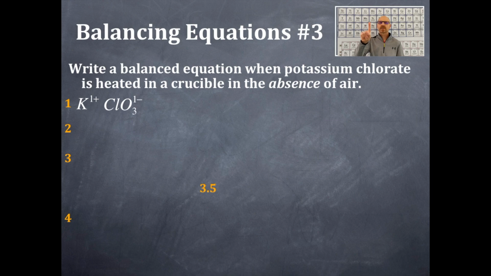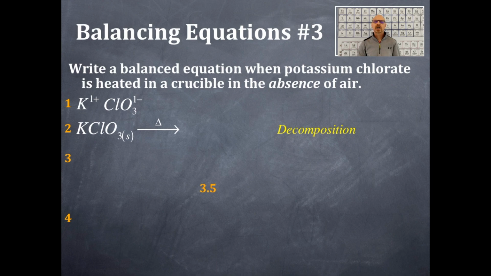So I'm going to take the 1+ on the potassium and the 1- on the chlorate. I'm going to take the absolute value of those 2 numbers, flip, bring it down, and I get my formula. And I don't write 1s. So it's KClO3. Now I'm going to put that delta above the arrow because it says that you're heating it in a crucible. This requires heat and energy. So what type of reaction is this? There's only one reactant, so it's a really easy type of reaction to identify. There is only one type that this can be, and that is a decomposition reaction.